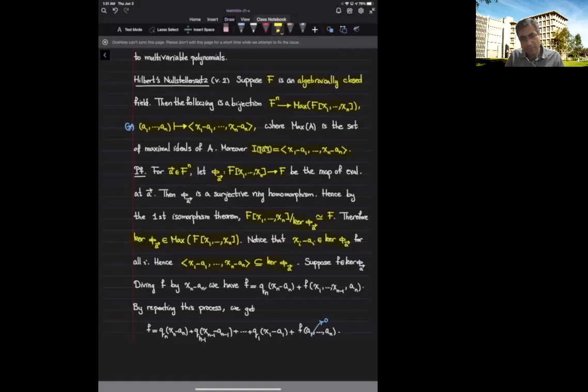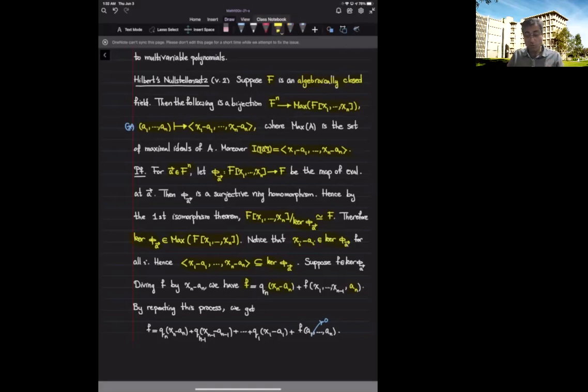This is one way, but a more concrete way is first we divide by x1 minus a_1. Notice that this is a monic polynomial, so I am allowed to divide by this. Let's say I divide by the last one, x_n minus a_n, and the remainder would be the evaluation of this polynomial at a_n. Here I'm viewing all the polynomials as polynomials in terms of x_n, and the rest I put in the ring of coefficients.